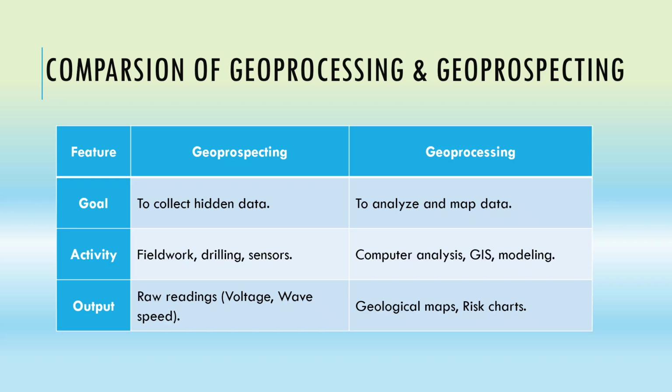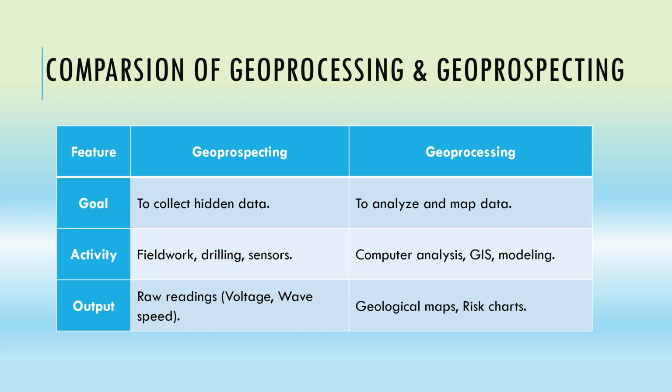We will get the voltage, and we will get the wave speed. Some particular types of rocks will have different kinds of conductivity. Some will be conductors, some will be semiconductors. So according to that, the frequency will change, and the voltage received on the other side will be different. With that, for a particular wavelength, we can tell this type of rock is present, this type of mineral is present. That's how the raw readings are taken in geoprospecting.